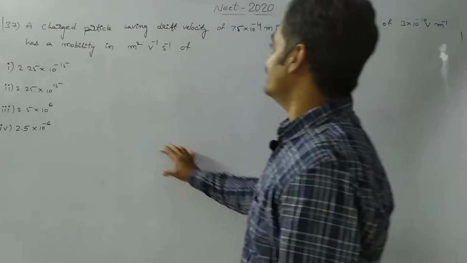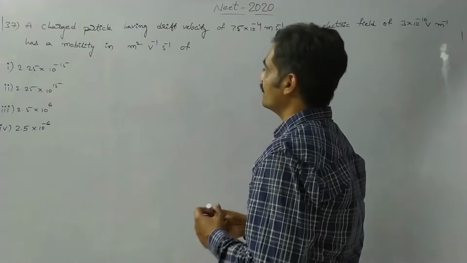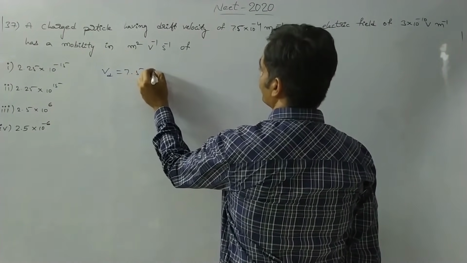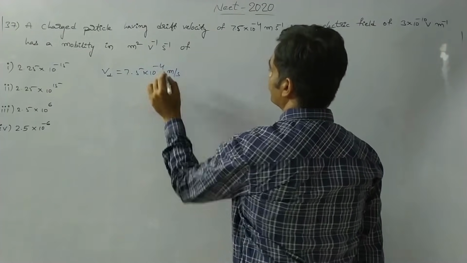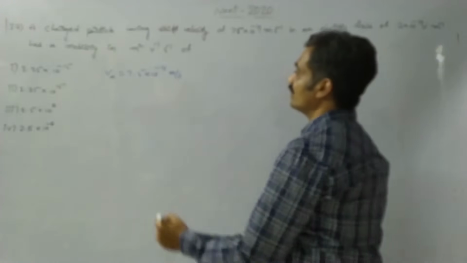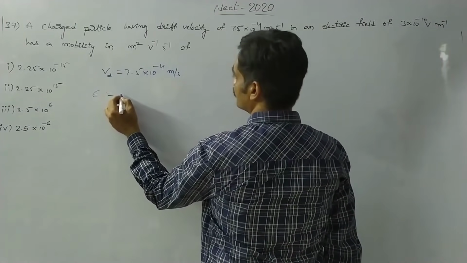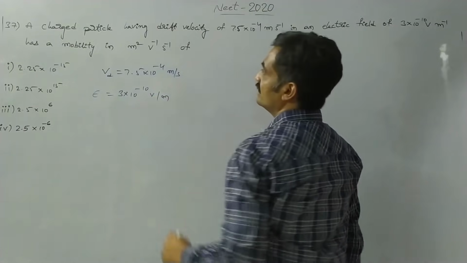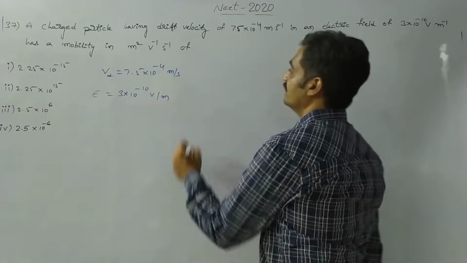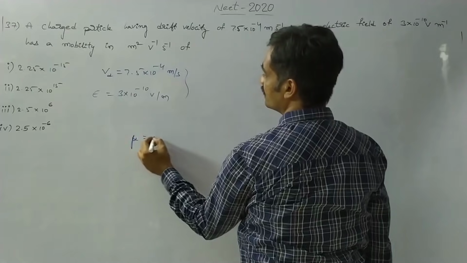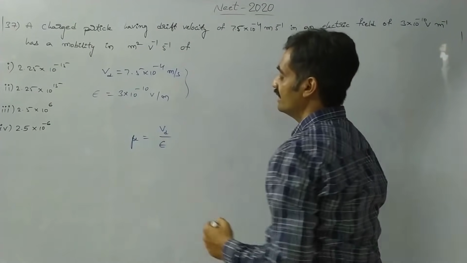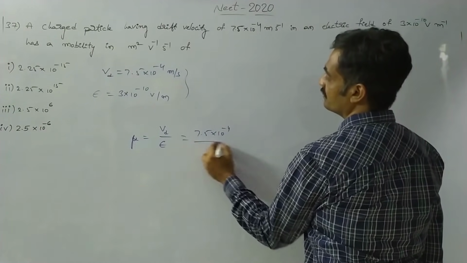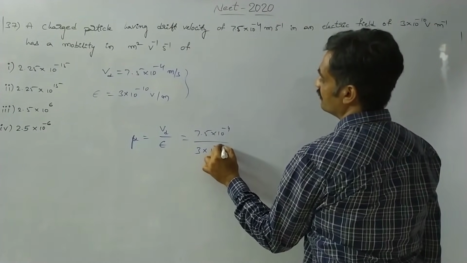The next question is, a charged particle having drift velocity of 7.5 × 10^-4 meter per second in an electric field of E = 3 × 10^-10 volt per meter. Then we have to find the mobility, where the mobility is given as μ = v_d / E. So if we substitute these values, we have 7.5 × 10^-4 by 3 × 10^-10.